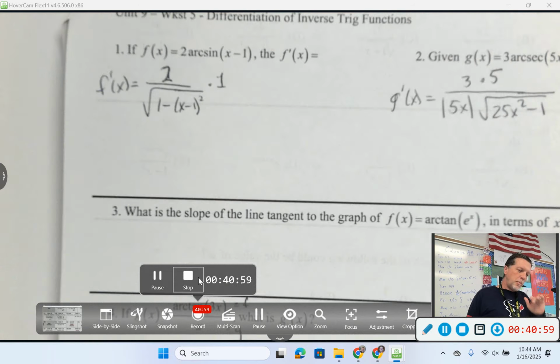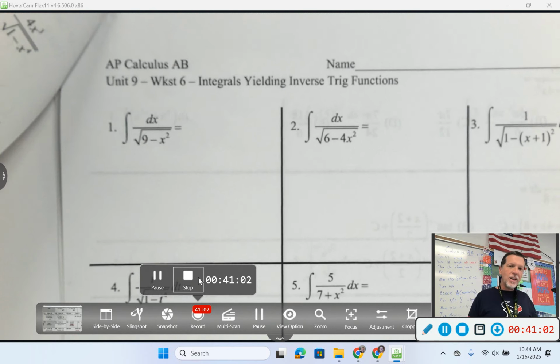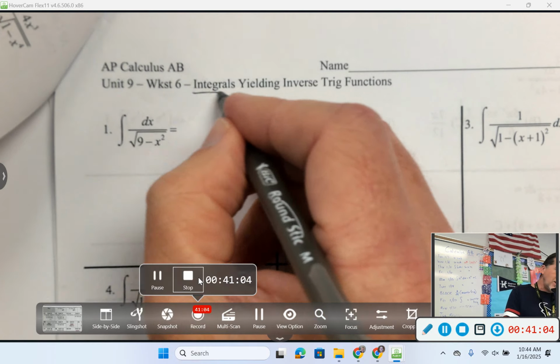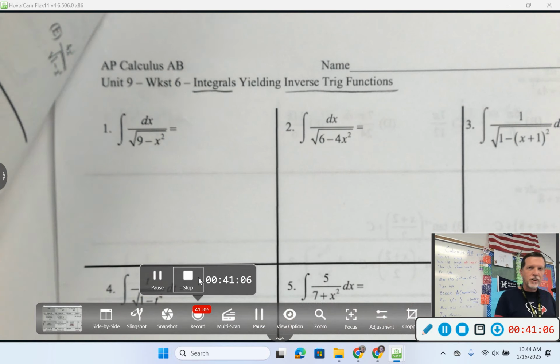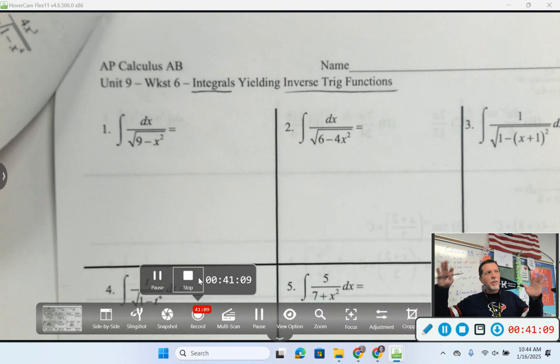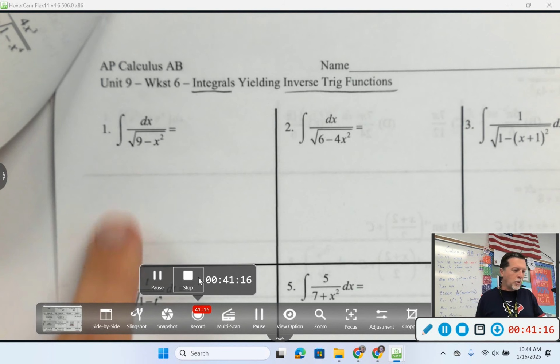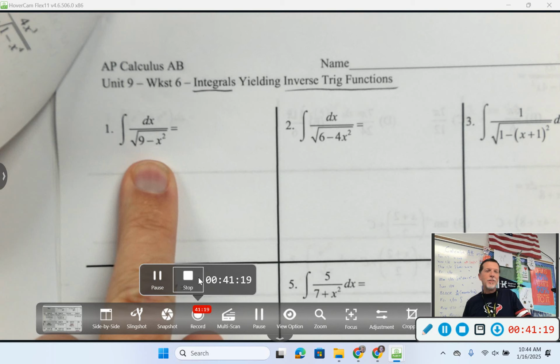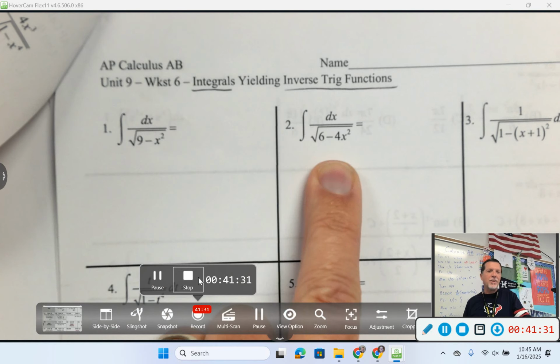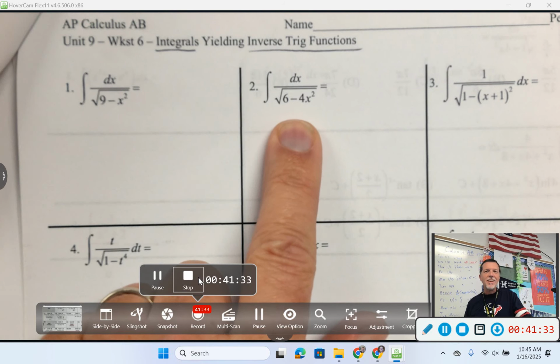Okay, peeking ahead, tomorrow we will do integrals yielding inverse trig functions. So tomorrow we'll take what we learned today and put it in reverse and go backwards. So that means you have to know them pretty well. Like, look at number 1. This should be fresh on our mind. You don't know the details yet, but do you know which trig function this is headed toward? Arcsine. Do you remember what this one's headed toward? Like, you can get these. The same one. Yep, arcsine.